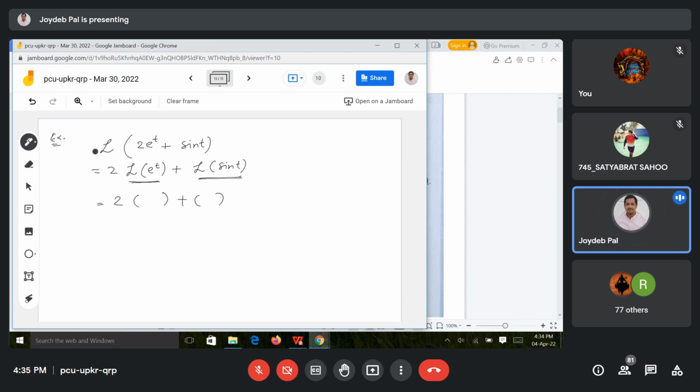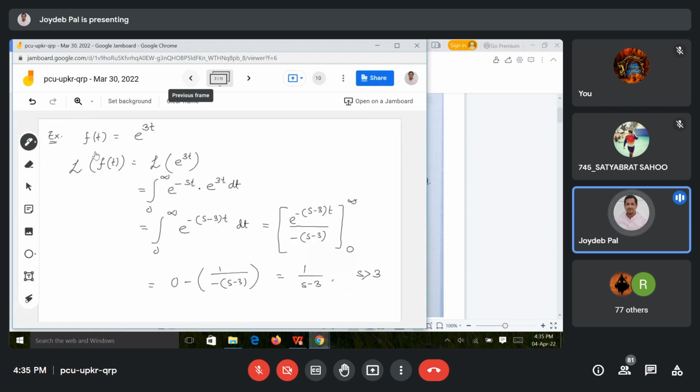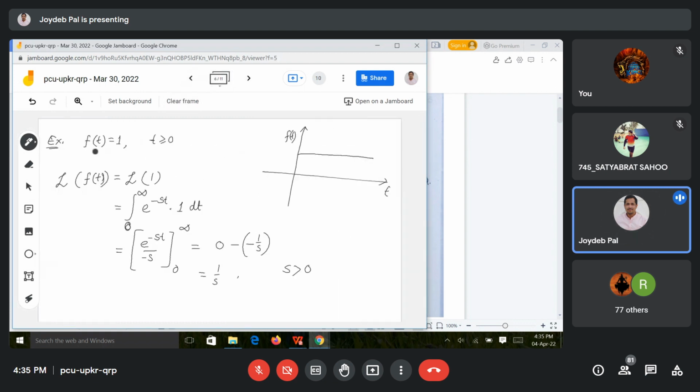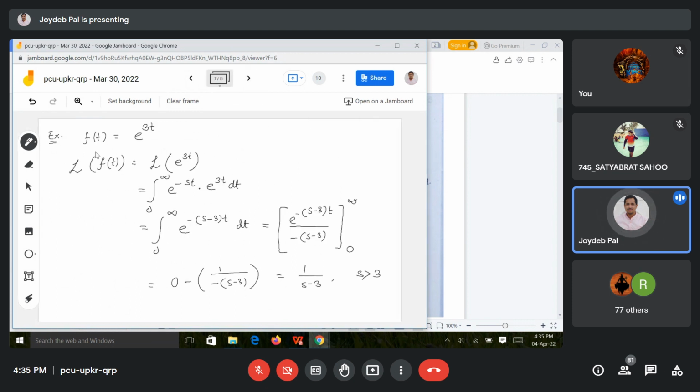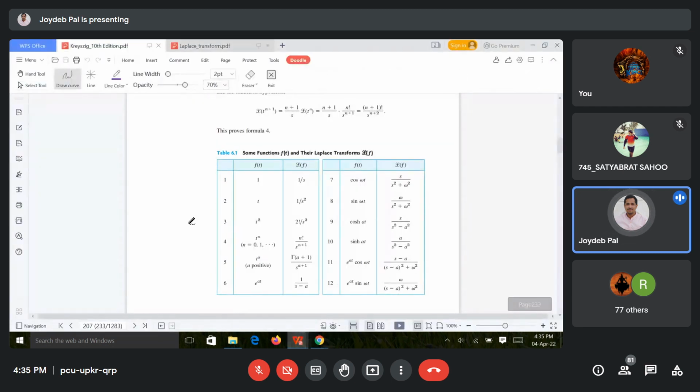Basically, I am showing the application of the linearity property. Fine. So previously, I have shown the Laplace transform for the function 1, the Laplace transform for the function e to the power 3t, and here also you can calculate the Laplace transform for the function t. So now I am showing the tabulated formulas, which you have to remember. If you remember these formulas, then you can solve every type of Laplace transformation problem.